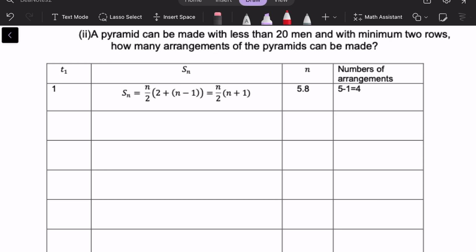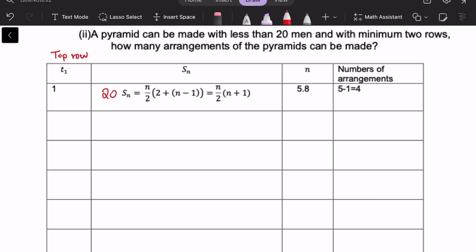This next part I found really confusing at first because I didn't know what any of this meant. So that's the first thing I'm going to do, clarify. T1 is the number of men in the top row. That took me so long to find out. I do not know why. Sn is just subbing in T1 into the sum formula, where Sn is 20 because you can make a pyramid with maximum 20 men.